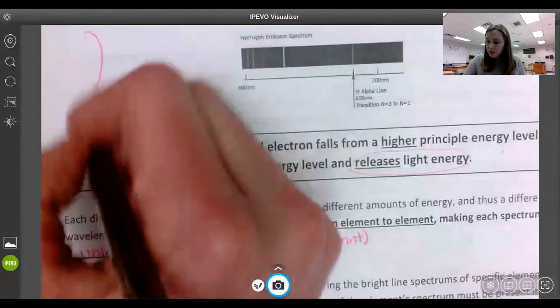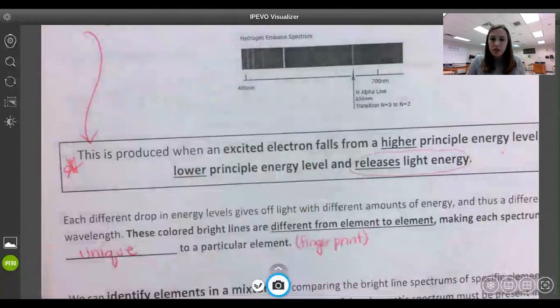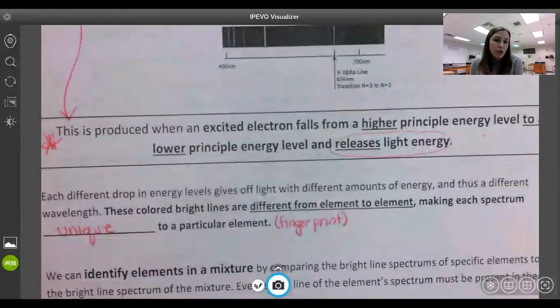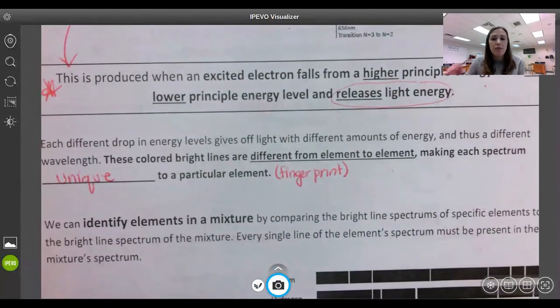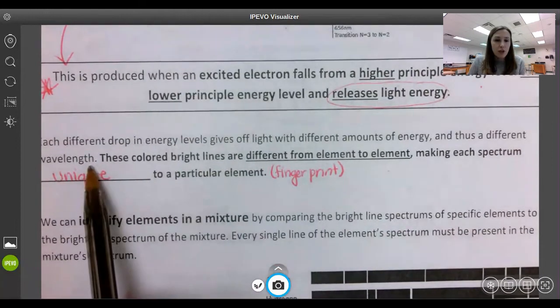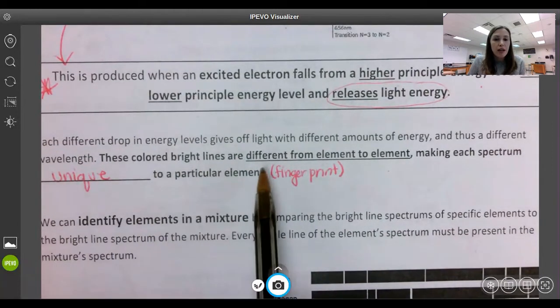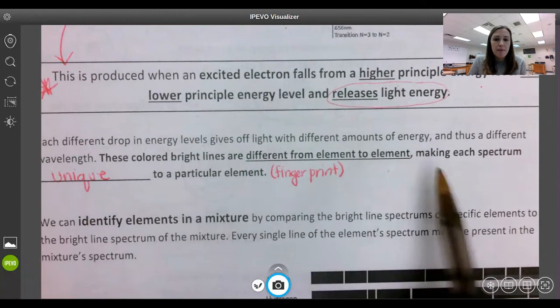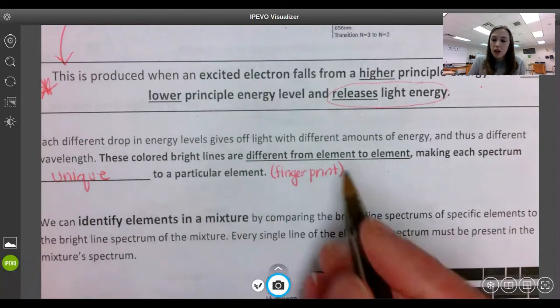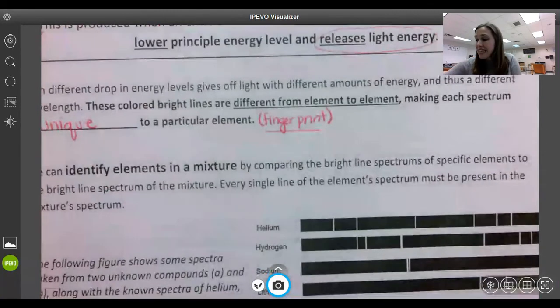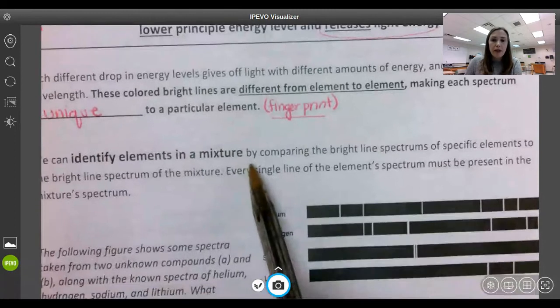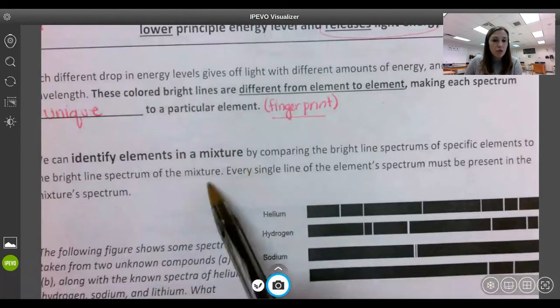So from an excited state to a lower energy level, it releases light energy. So this definition is definitely important, especially in terms of a short response question. So each different drop in energy levels gives off light with different amounts of energy and then gives a different wavelength. So these colored bright lines are different from element to element. It makes each spectrum unique to that particular element. It's basically like a fingerprint for that element, and it's constant no matter what isotope it is. So we can identify elements in a mixture by comparing the bright line spectrums of specific elements to the mixture.